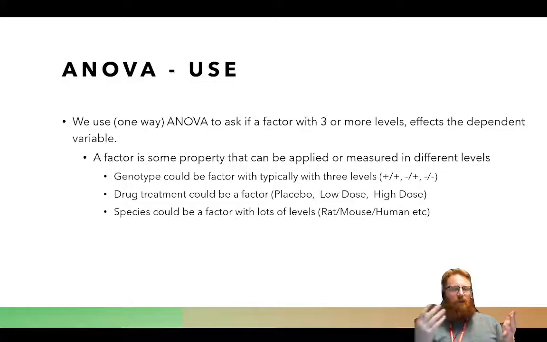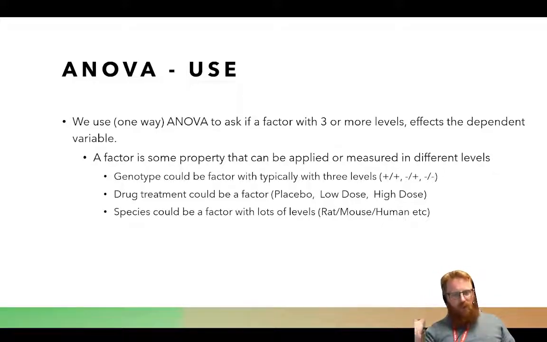What is a factor? A factor is some property that can be applied or measured at different levels. So not something that continuously varies, but the opposite, something that has steps. So genotype could be a factor. You're either a wild type, heterozygous, or a full knockout. You can't be in between those. Sex is a classical factor. Drug treatment is another factor. You're either on the drug or you're not on the drug, or you've got a placebo, a low dose, and a high dose. Species could be a factor: rat, mouse, human, monkey. You can't be half human, half rat.